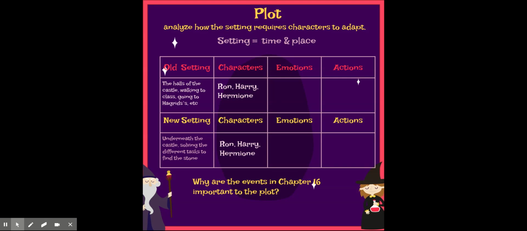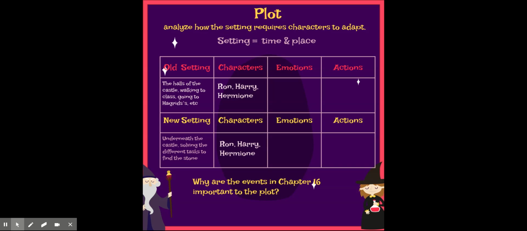This plot lesson is going to focus on how to analyze the setting and how characters adapt when they are in a new setting. The first thing to remember is that setting is time and place. A change in time or a change in place or a change in both can be a change in setting. So let's look at an old setting and see how characters adapt when they go to a new setting.